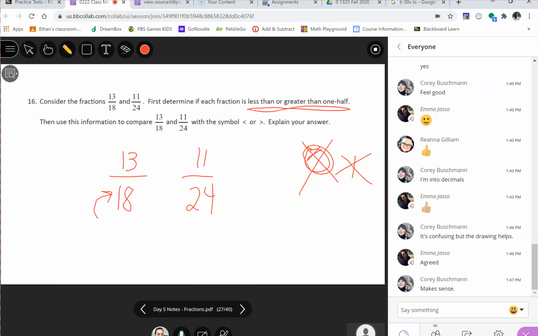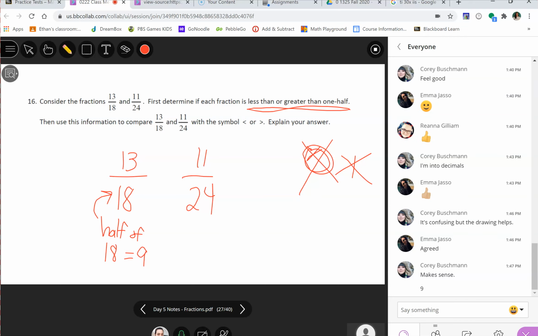So ask yourself, what is half of 18? Half of 18 is 9, right? So if I have 13 out of 18, that's more than 9 out of 18. So having 13 out of 18 is more than 1/2. Without even having to draw the picture, I can just sense that if half of 18 is 9, then having 13 out of 18 is more than 1/2. And then you do the same thing for the other fraction.